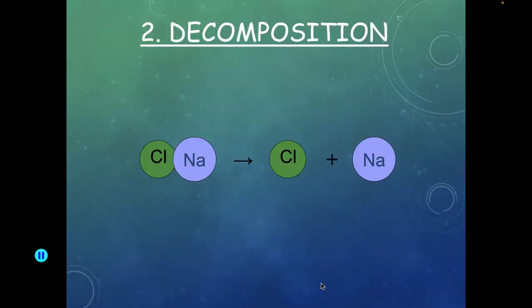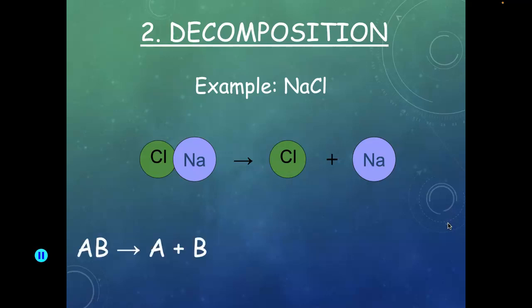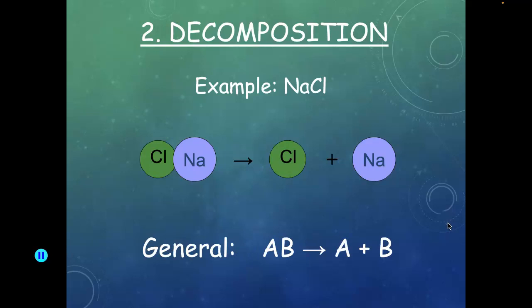All right, so next we have decomposition reaction. This is the exact opposite of a synthesis reaction. So we start with the compound and we break it down into the individual elements. So for example, we have here sodium chloride, table salt, breaking apart into the chlorine and the sodium. So AB yields A plus B.